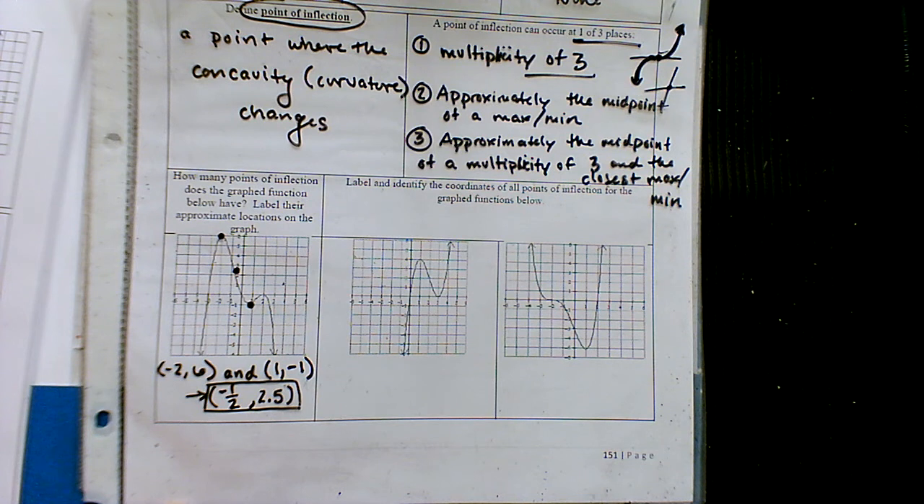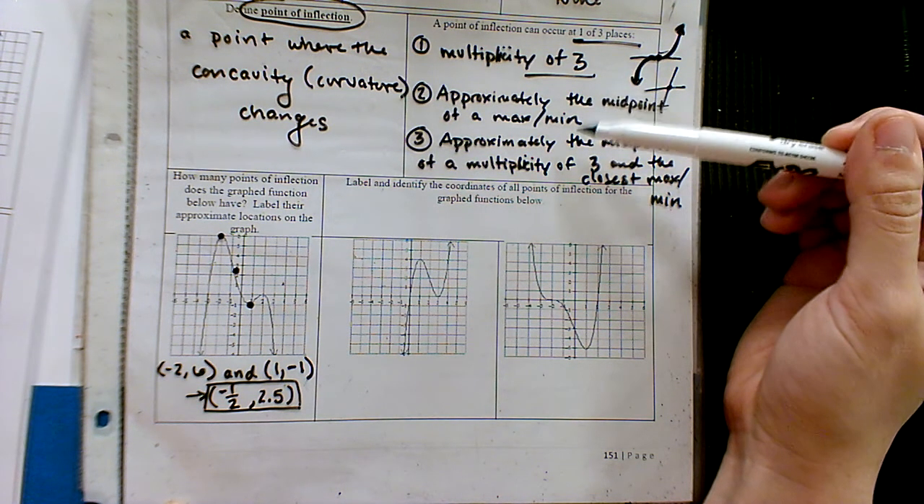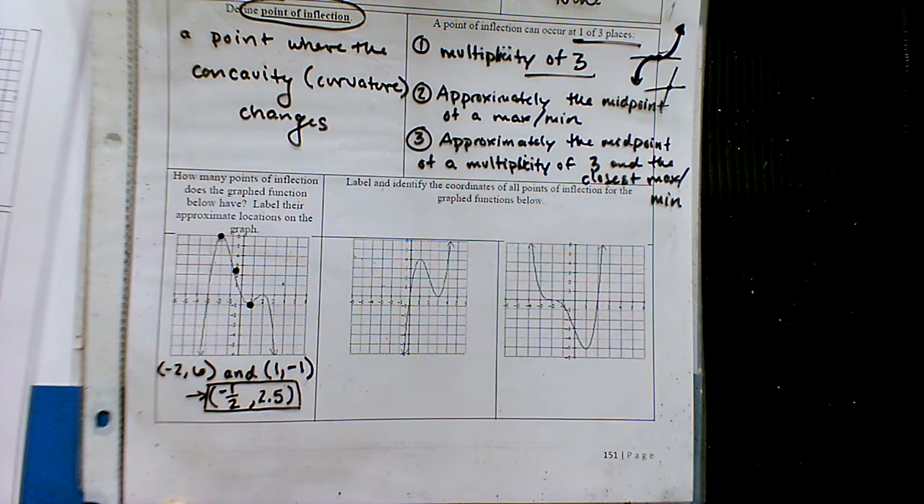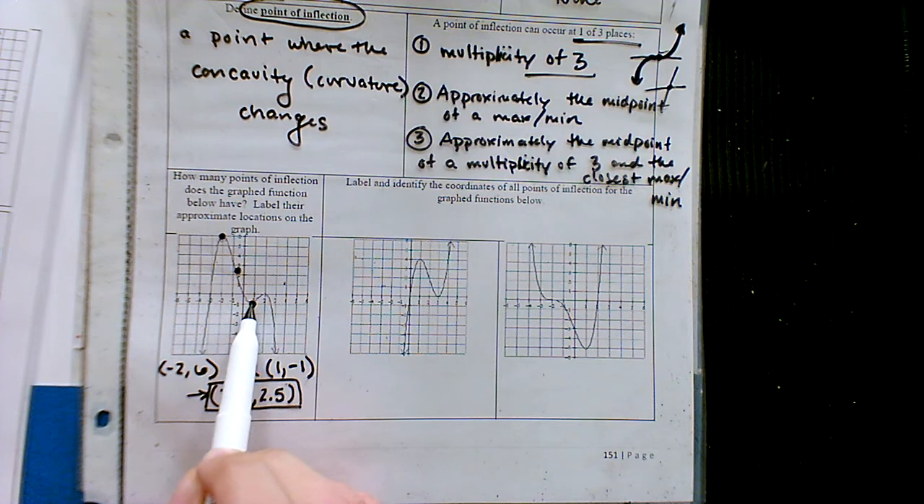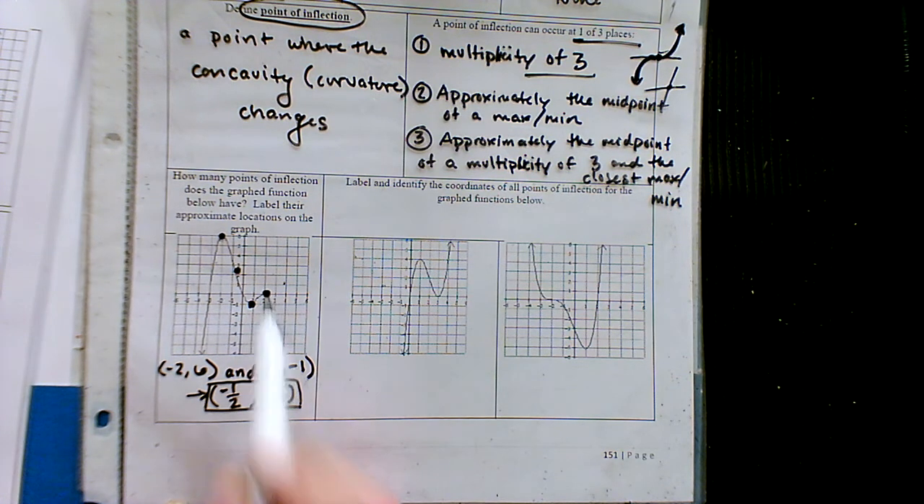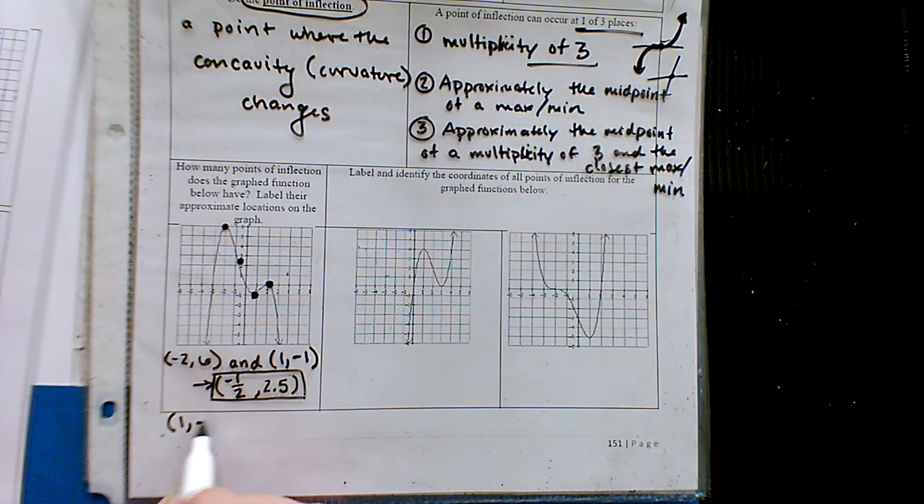Can we identify another point of inflection? Do we have another max and min that are right next to each other, or consecutive at least? We can do the previous minimum, and then it looks like we have a maximum pretty close to that. So we'll have 1, -1 and 2, 0.